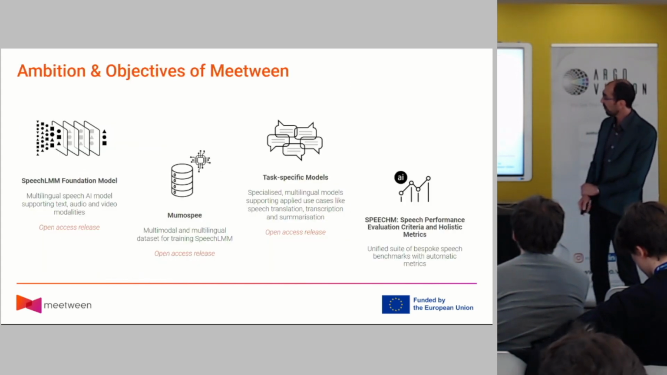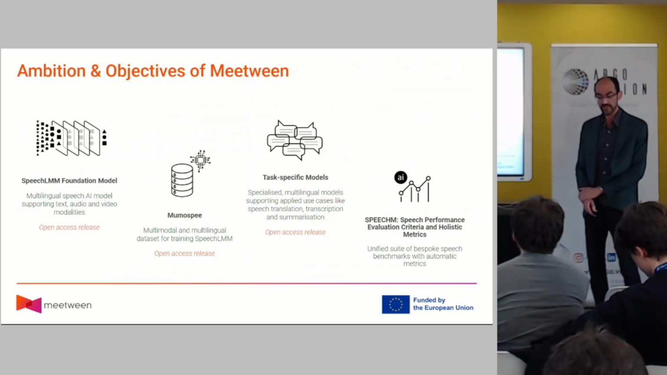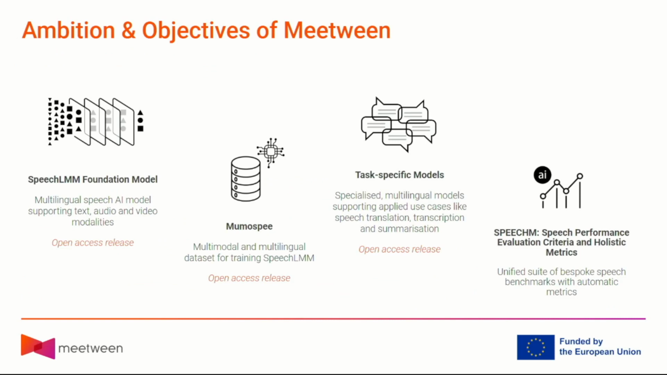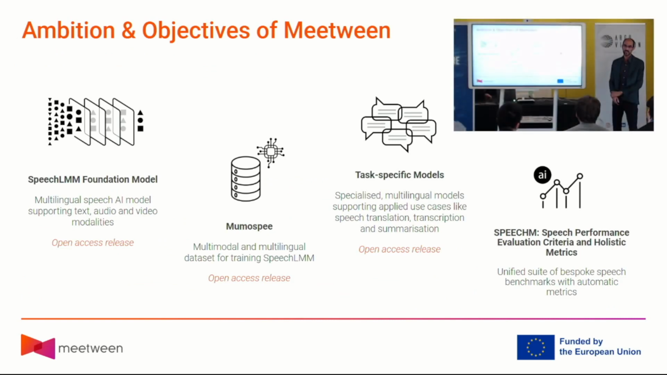So we're going to work on this inside this research project. We're going to open source and release almost all of our outcomes under open source licenses: weights, training recipes, and data. MUMO-SPI, multimodal speech, is the name we give to our dataset. This is also something that's going to come out of the project.